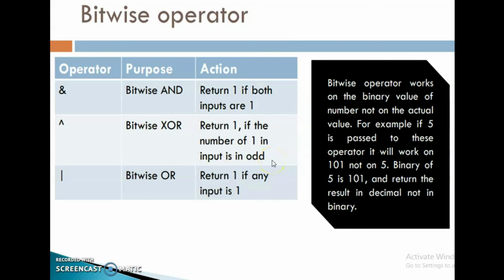We will discuss with example. This one is the caret symbol, bitwise XOR. It returns 1 if the number of 1s in input is odd. Then this is the pipe symbol. That is known as bitwise OR. Returns 1 if any input is 1. Clear? Bitwise operator.